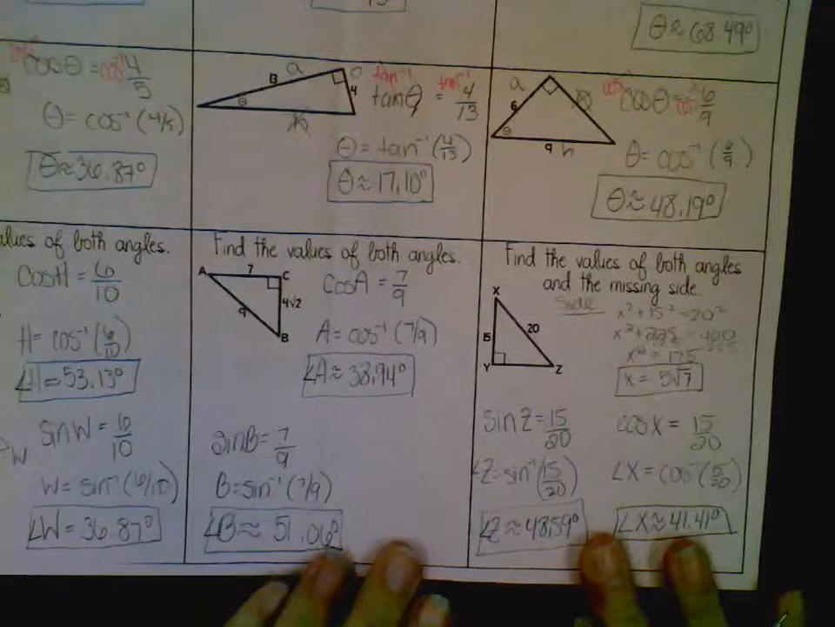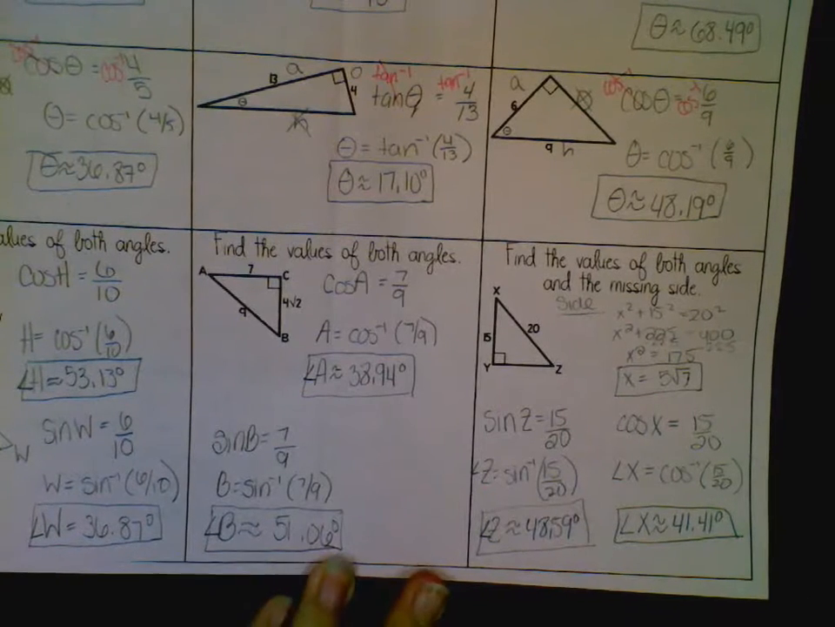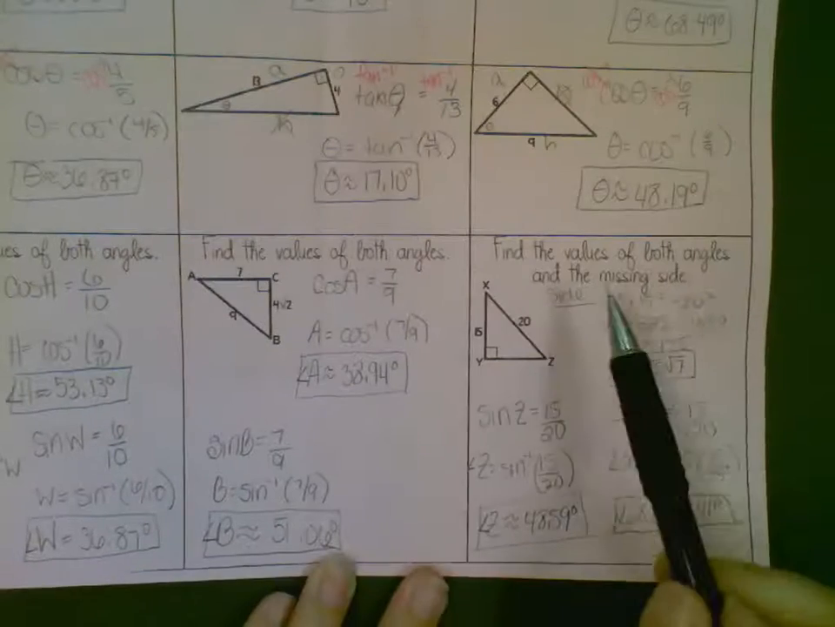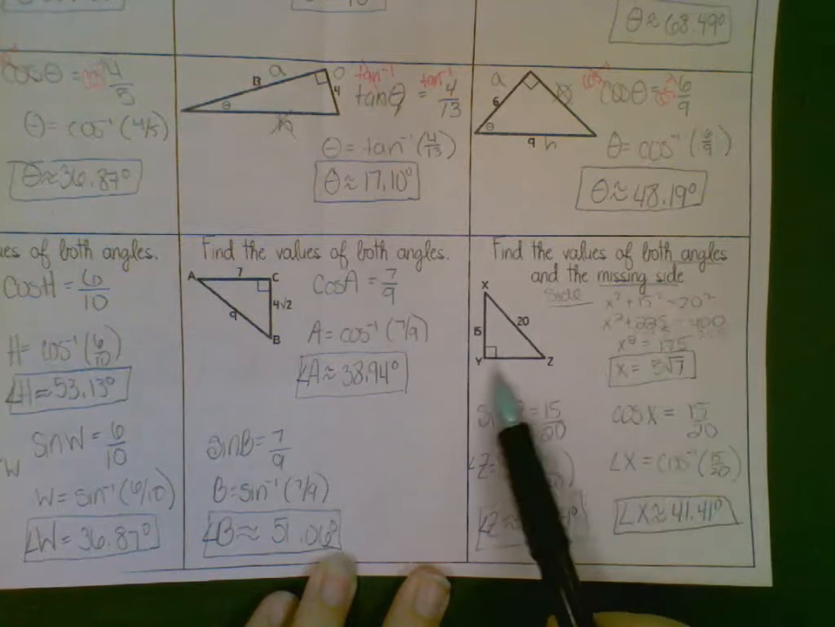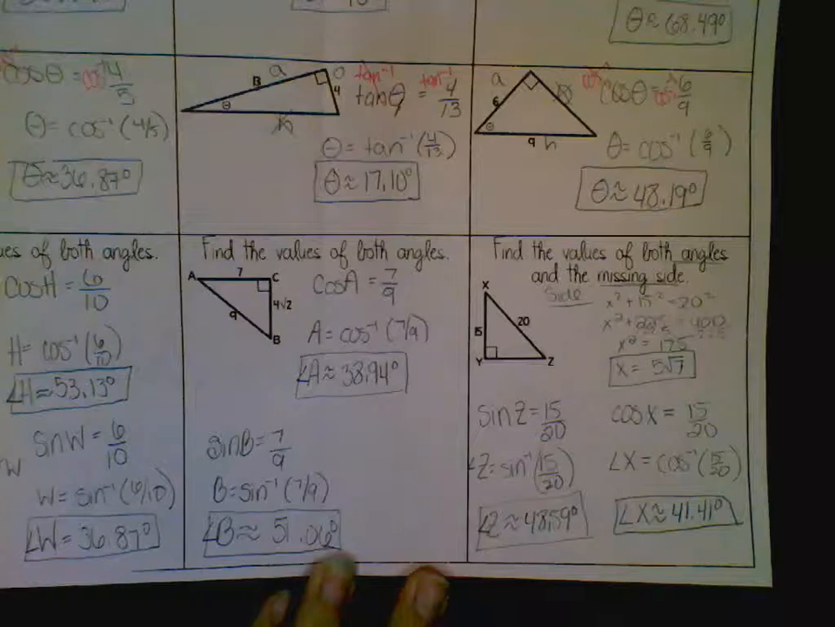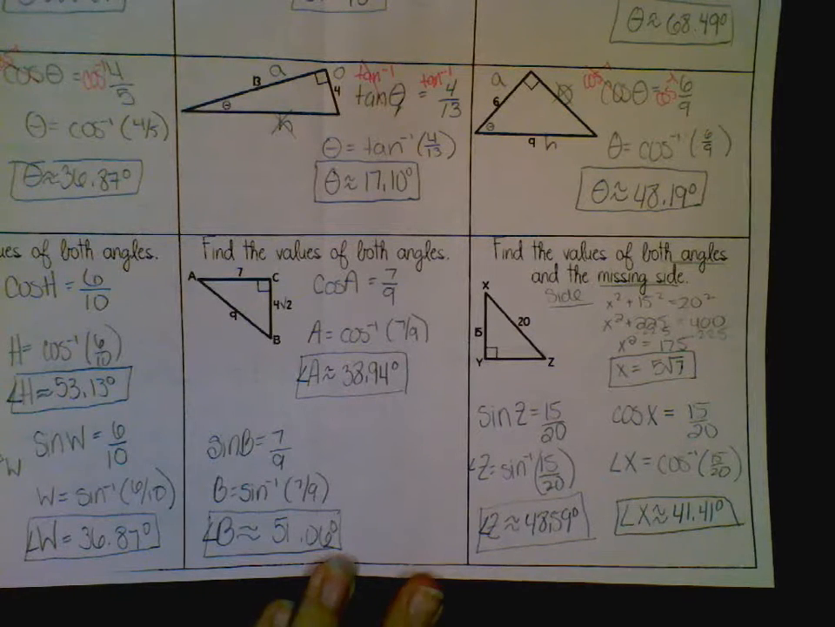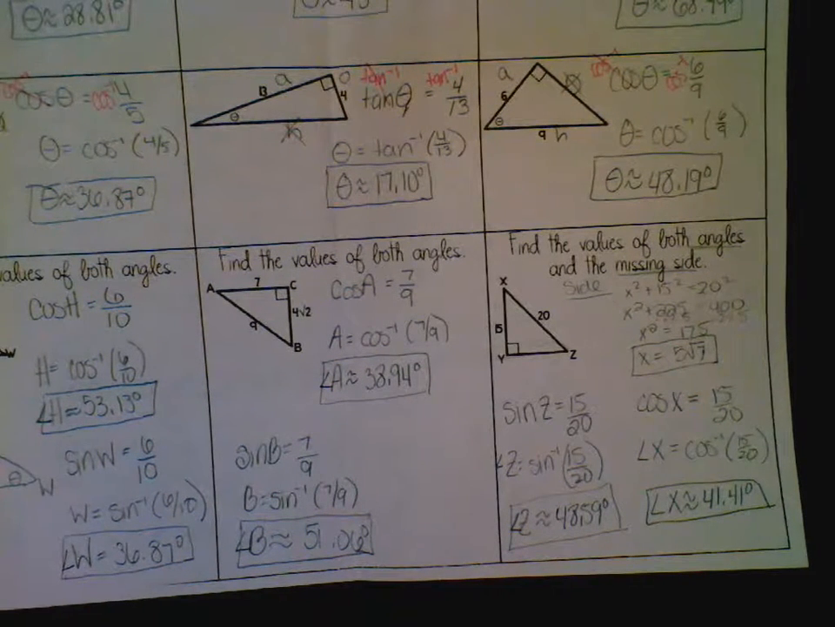Okay, so here are the solutions for the last two questions. For this one they said find the value of both angles and the missing side. So to find that missing side I use the Pythagorean theorem, and then for the angles we use sine and cosine. Okay, so make sure you write down any questions you have and we'll talk about them in class tomorrow.